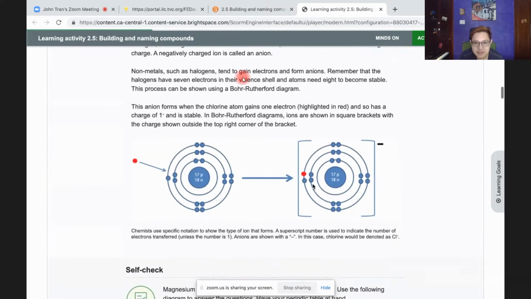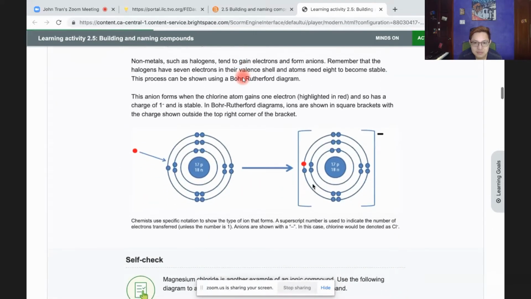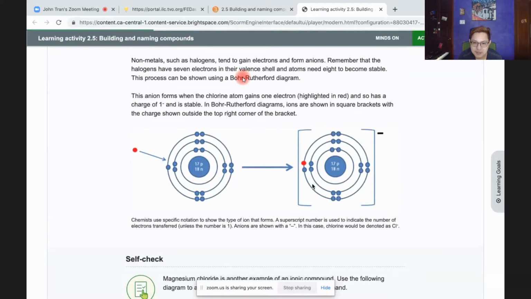I always thought that this kind of bracket thing is just silly. But well, maybe it's meant to be, because if you show a charge, positive or negative, outside, people will be like, what is that? So you need a bracket to signify to people that this is an ion. Even though it seems a bit silly to me, I think.